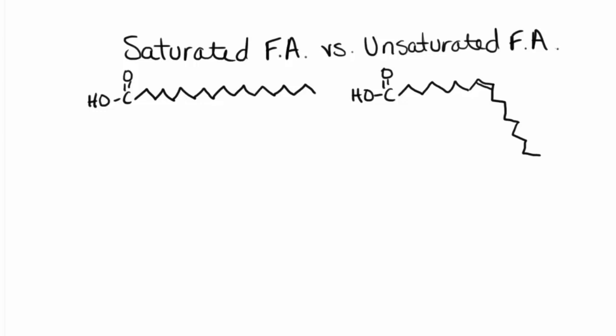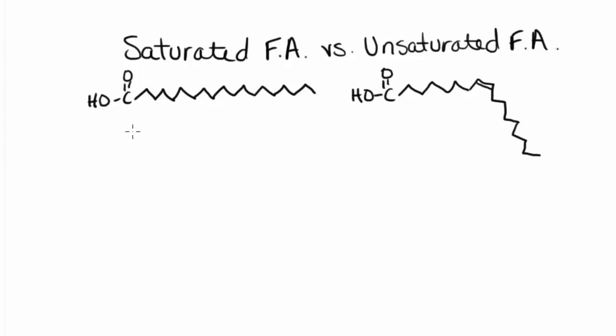When we're comparing saturated fatty acids and unsaturated fatty acids, the big difference between them structurally is that there are no double bonds in the saturated fatty acid's tail, and the unsaturated does have at least one double bond. So that's what we see here in this picture.